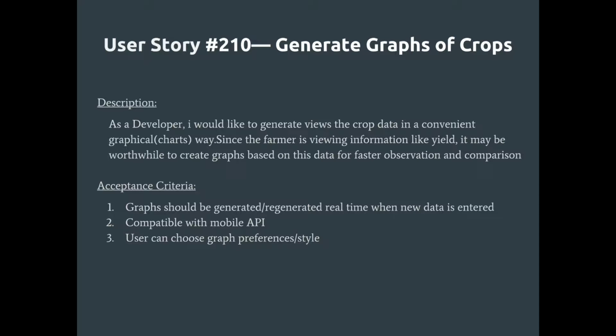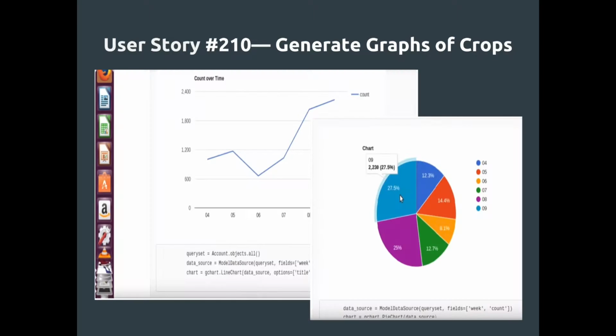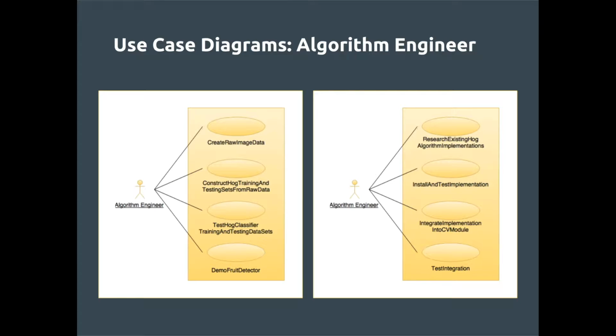The acceptance criteria for this would be that the graphs would be generated in real time, same as the database, again compatible with the mobile, and the user can actually choose preferences of how the graphs would be styled. Here's a selection of use case diagrams from the perspective of the algorithm engineer actor.